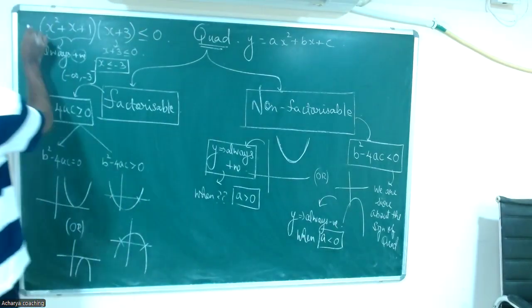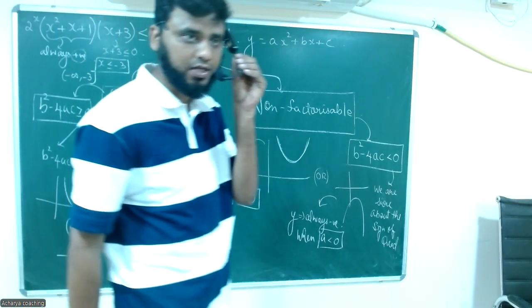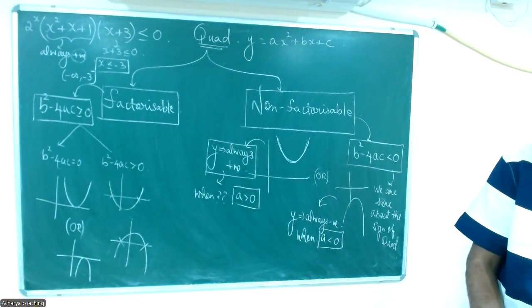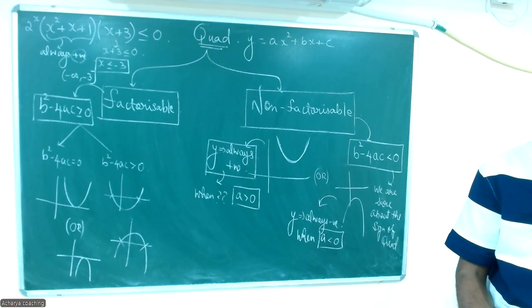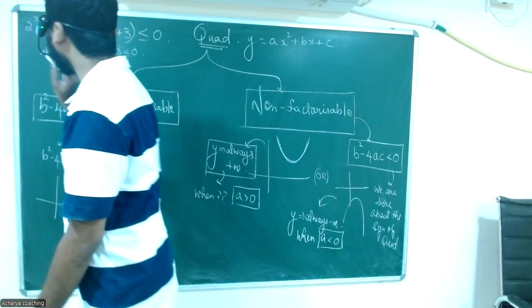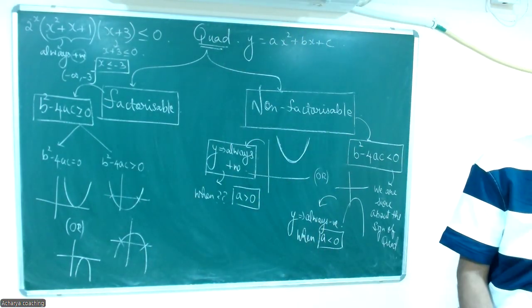For example, if I have 2 power x also, I can divide, because the exponential function, as we saw last class, is always positive. So if 2 power x is also present, the answer is the same, minus infinity to minus 3. If 2 power minus x is there, the answer is also the same. That is also an exponential function only, 1 by 2 power x. That is also positive.